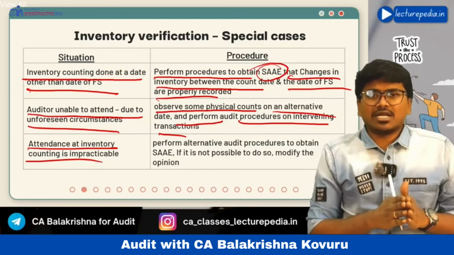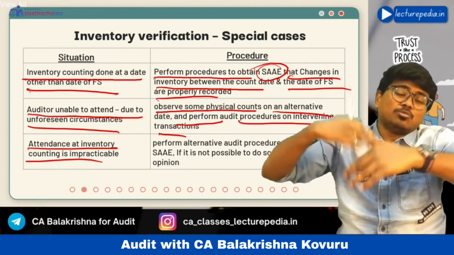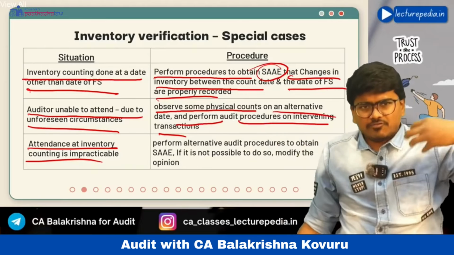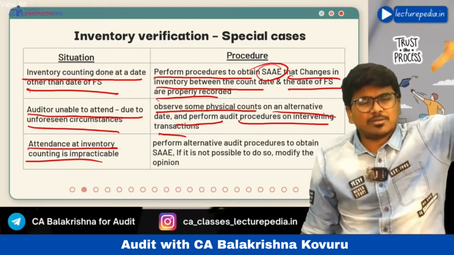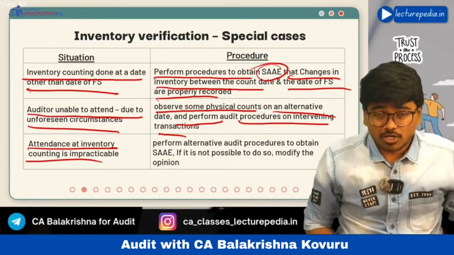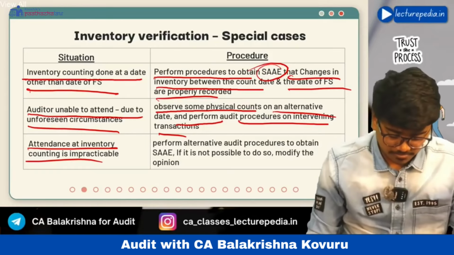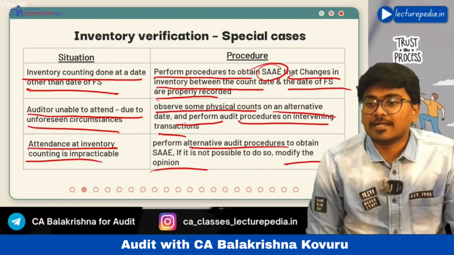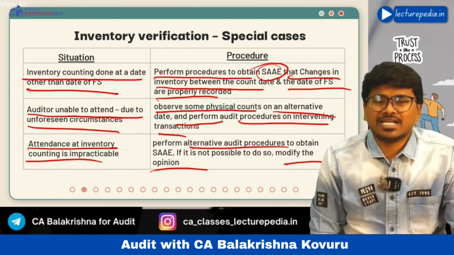In this situation, the auditor has to check whether he can obtain audit evidence by some alternative means. Instead of physically visiting there, is there any alternative means for me to calculate the inventory? If yes, you have to obtain audit evidence by performing such alternative audit procedures. If you are not able to obtain audit evidence by alternative procedures, then you have to modify your audit opinion. Okay, alternate procedures, if not possible, modify the opinion. These are certain special cases with respect to inventory.